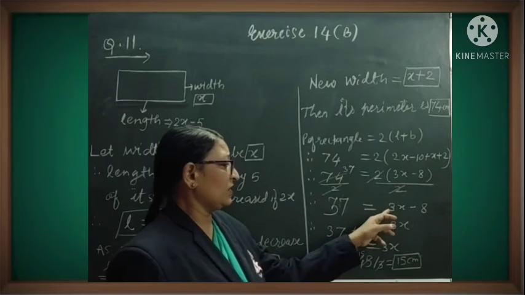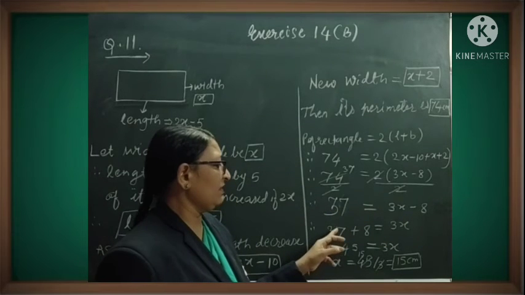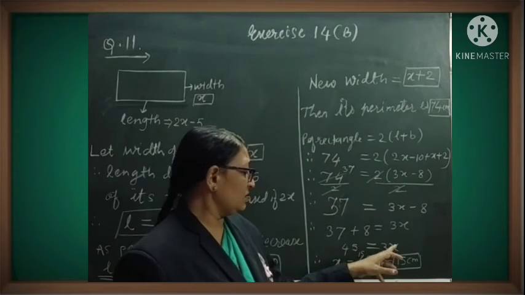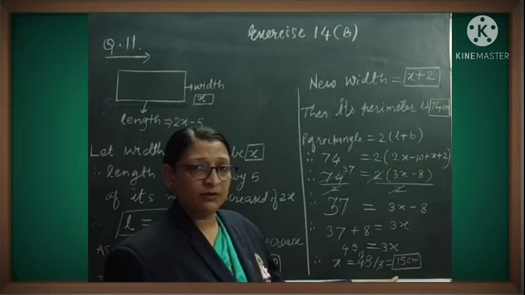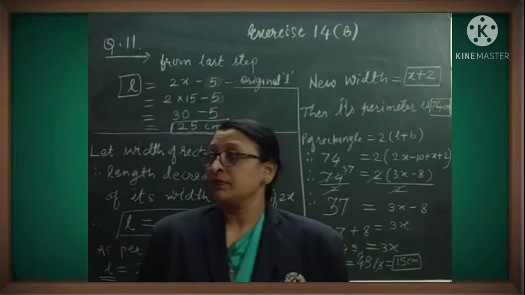Since we need to find out 3x, we will transpose the minus 8. It will become plus 8. 37 plus 8 is equal to 45, which is 3x. So the value of x is equal to 45 by 3, that is 15 centimeters. That is, width is equal to 15 centimeters.